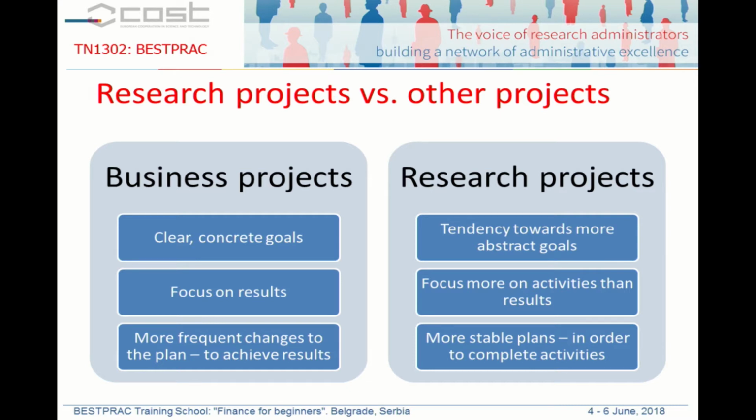In business projects, you generally have very clear, concrete goals. They're very focused on results all the way. It's the results that matter more than anything. It's not really important how we get there as long as we get there, if we're talking about a business project. For that reason, in many business projects, there are a lot of changes in the plan along the way, at least if you have good monitoring of your project. As soon as you see something that threatens your results, you adapt the plan to make sure that you get the results that you wanted.